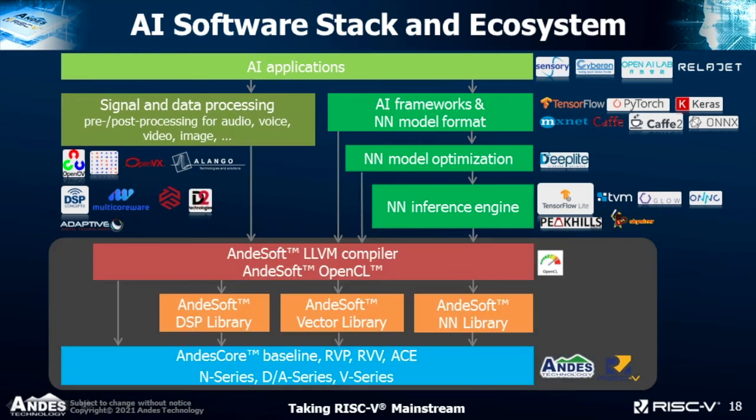The Andes part: Andes supports an LLVM compiler to generate RISC-V DSP SIMD/DP extension and RISC-V vector extension code for both sides, signal data processing and inference. Also, Andes OpenCL enables parallel programming for heterogeneous systems. And with the optimized Andes DSP library, Vector library, and NN library, it boosts the performance further for competitive products.